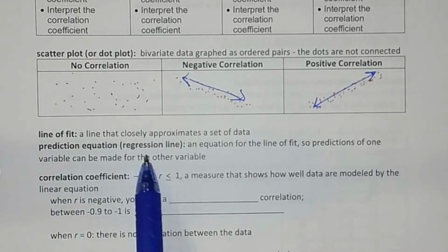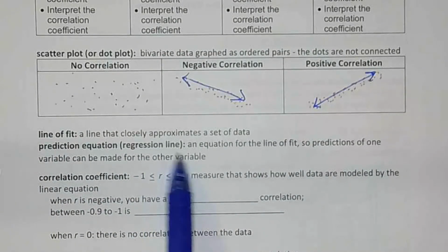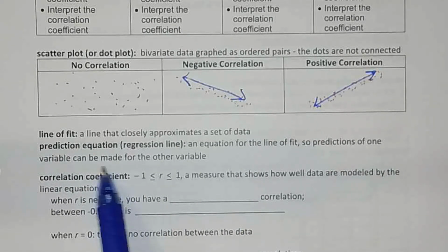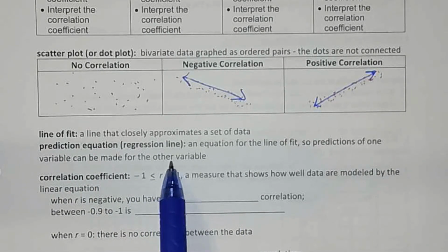So prediction equation, regression line, which is really the line of best fit, but the prediction equation is the equation for the line. It predicts that one variable can be found from the other variable, so you make an input and get an output.